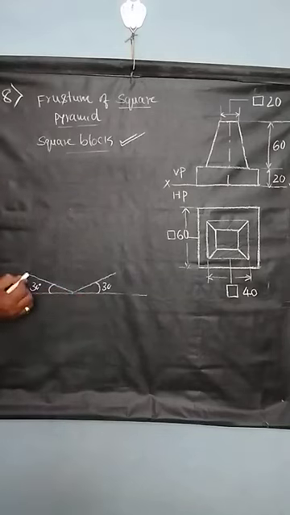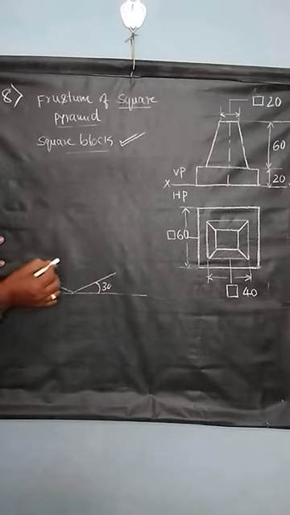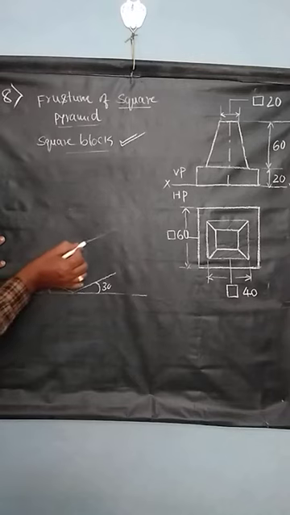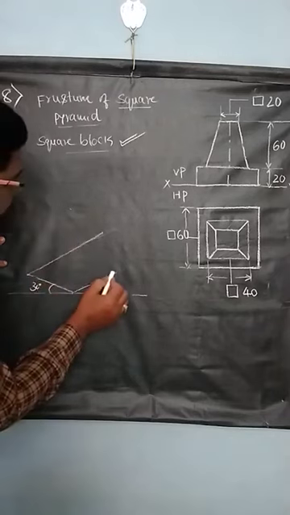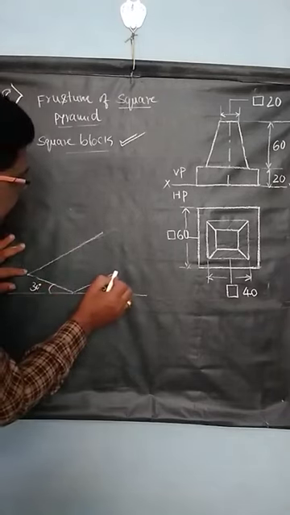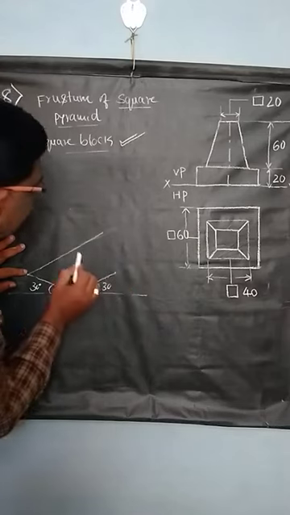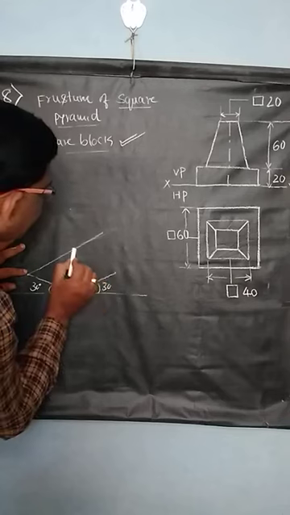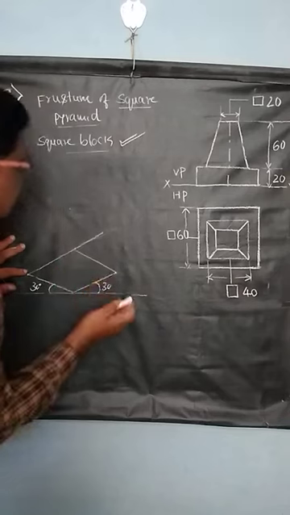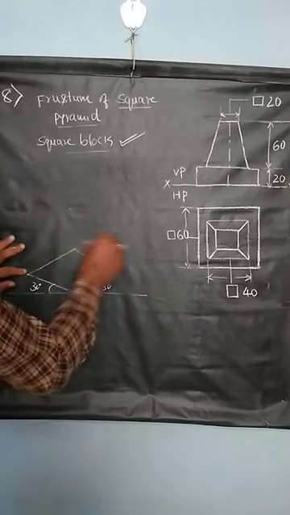Next, from this point, you draw a line parallel to this 30 degree line, like this. Similarly, draw a line parallel to this 30 degree line at this point, like this. Here are the unwanted lines.